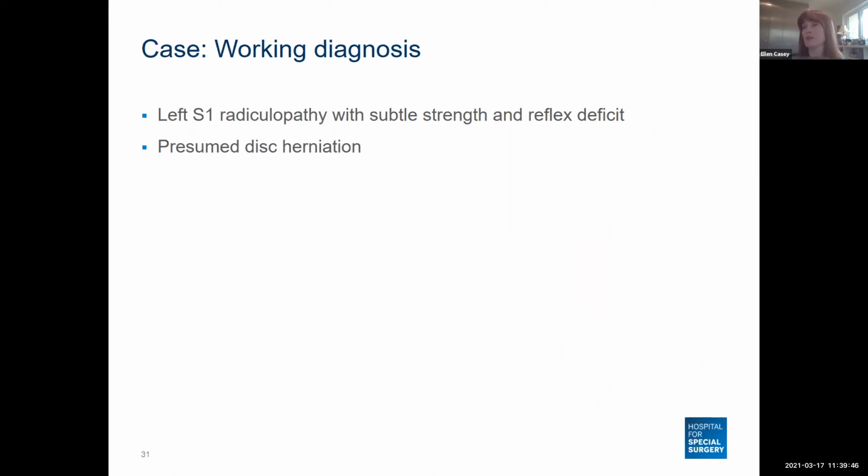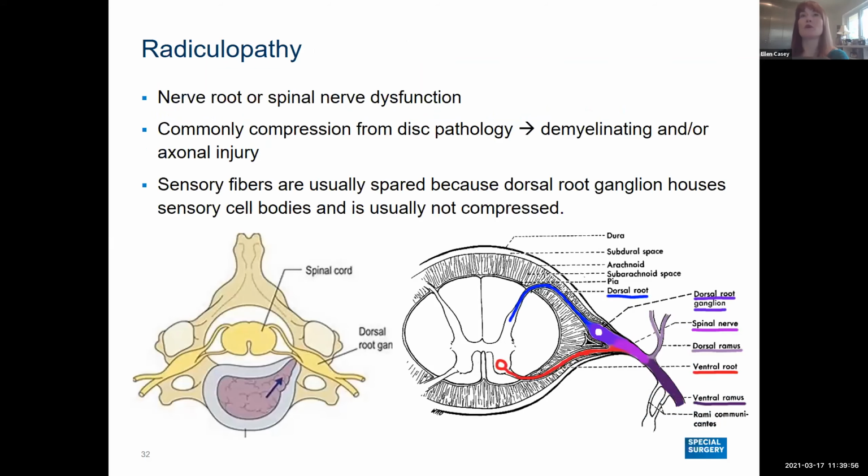And we don't know without imaging what the anatomy is there, but we're presuming in a 22-year-old person that this is likely an acute disc herniation. So when we use the term radiculopathy, what do we mean? What we mean is it's basically a dysfunction of the nerve root or the spinal nerve.